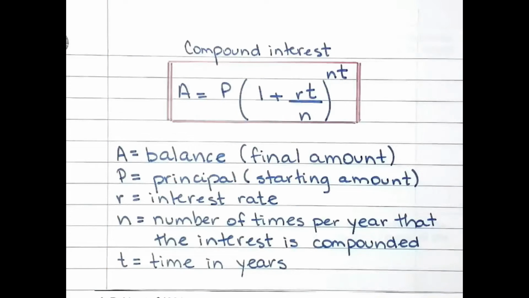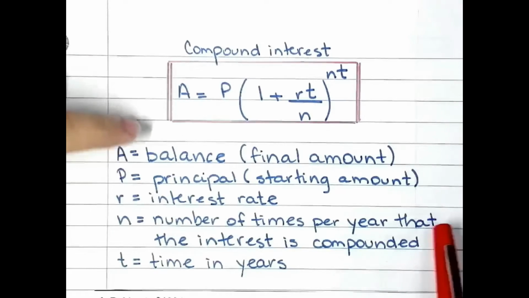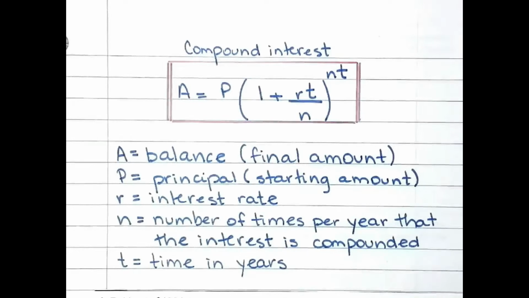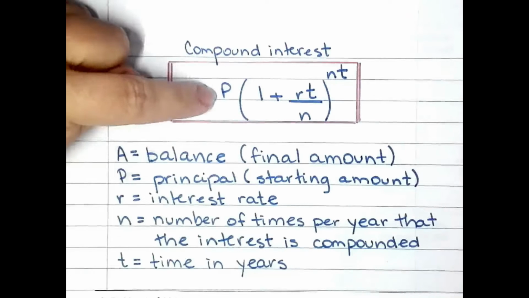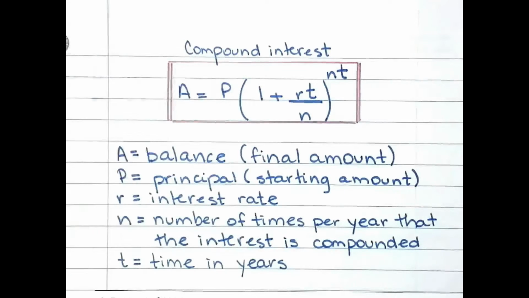Hello. Today we're doing compound interest, and this is the pretty little formula we have. A stands for balance, or the final amount. That's the final balance. P is the principal. That's the initial amount, the initial deposit, what money you have in your account. That's the starting amount. That's the principal.